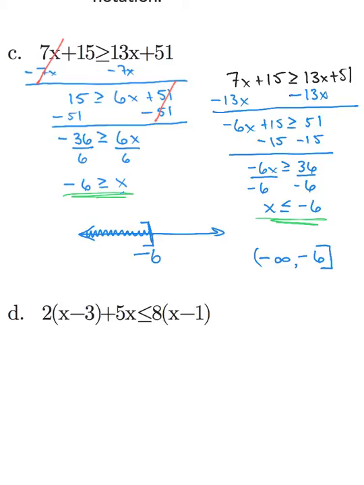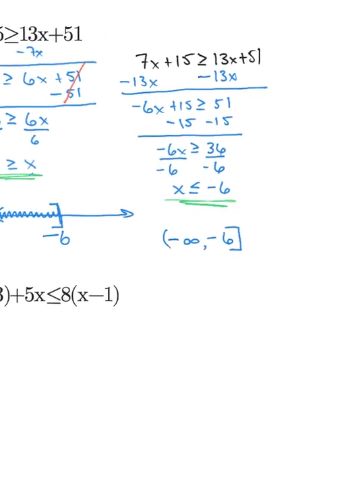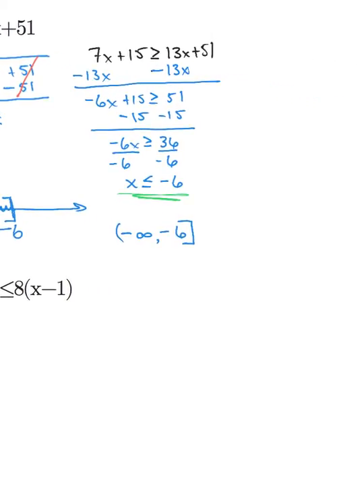Now, if you want to check this, we want to pick a number that is going to satisfy this inequality. So let's work with negative 7. If we plug negative 7 back into the original equation, we are going to get 7 times negative 7 plus 15. I want to know, is that greater than or equal to 13 times negative 7 plus 51.